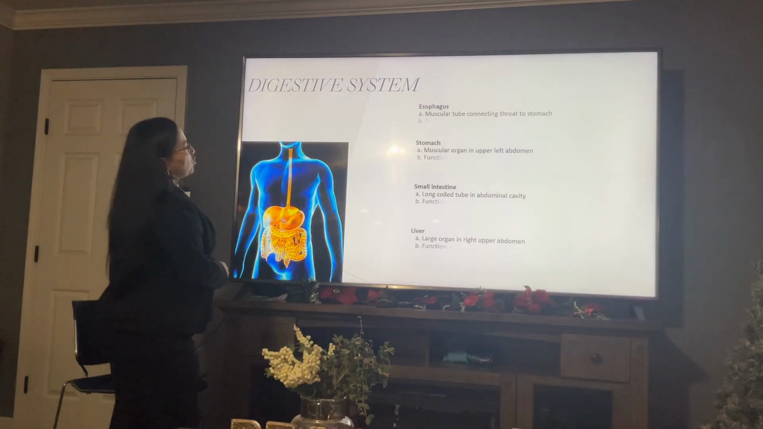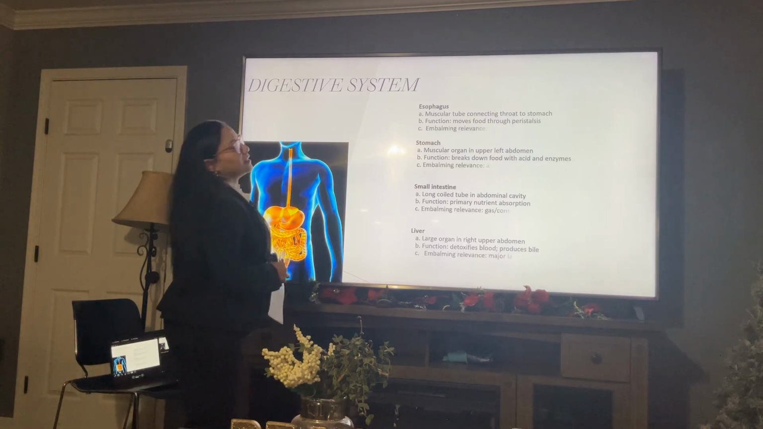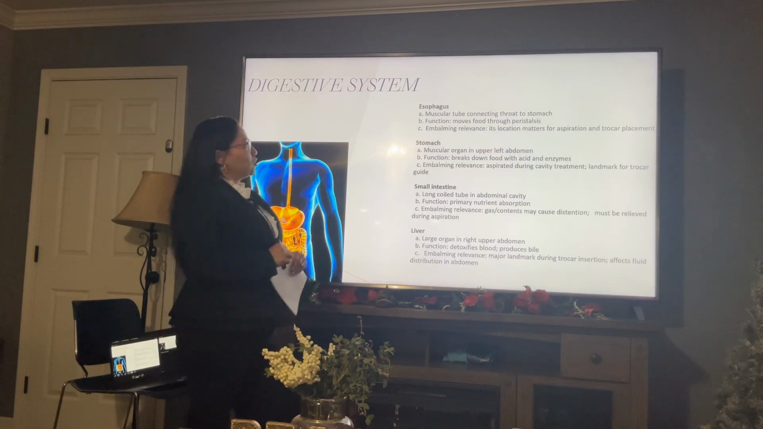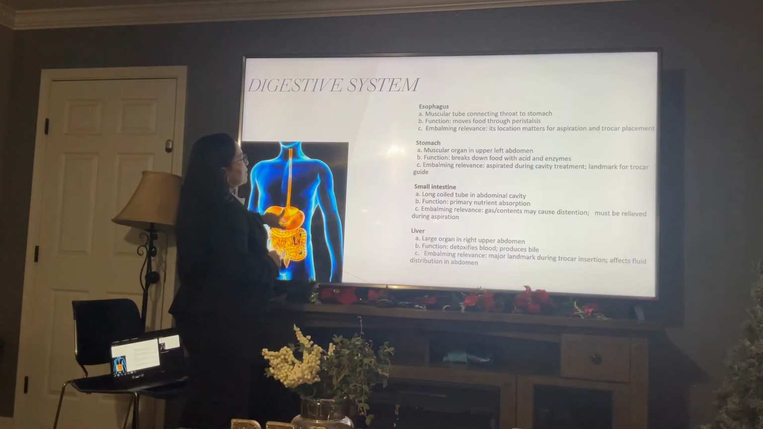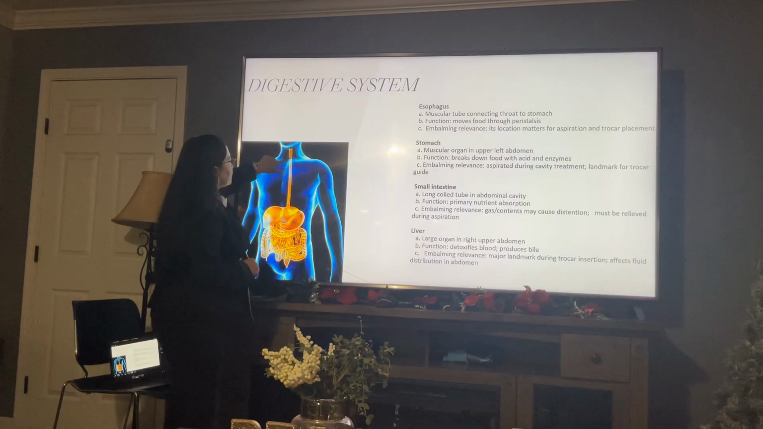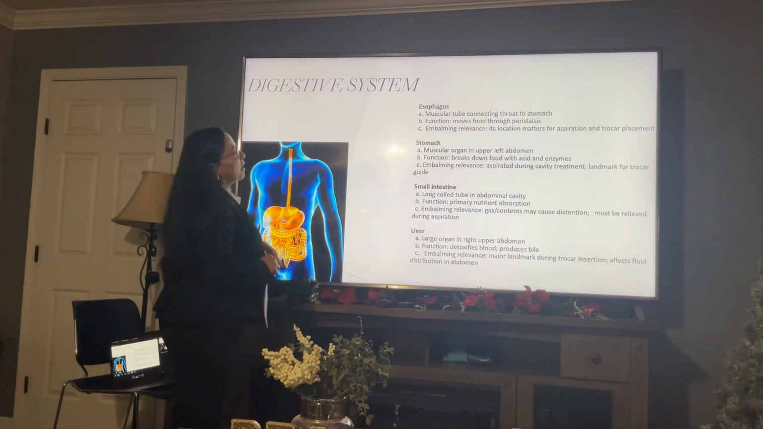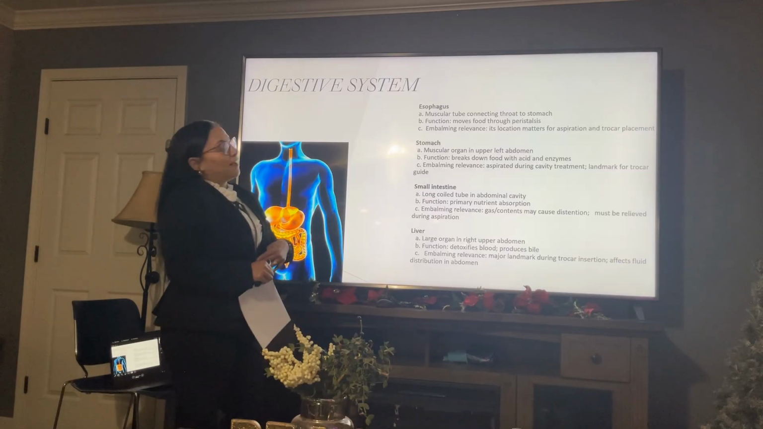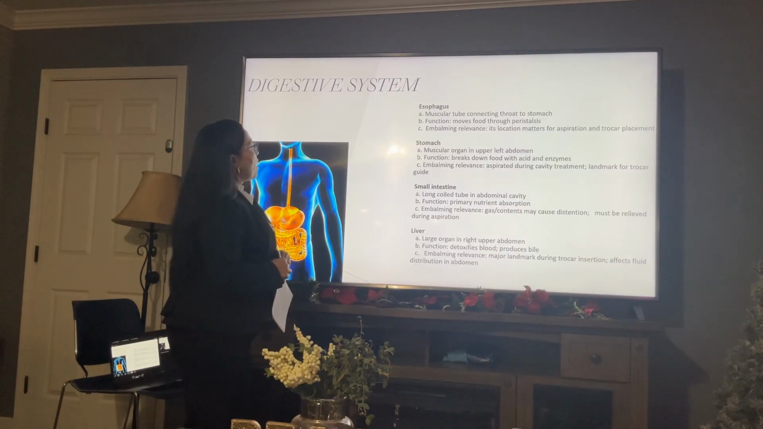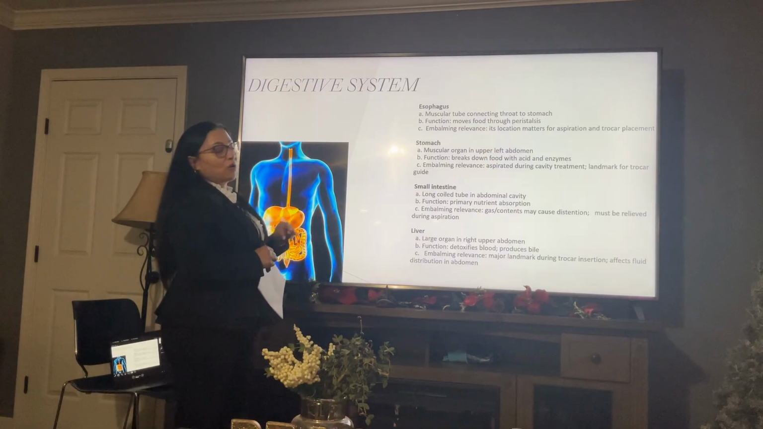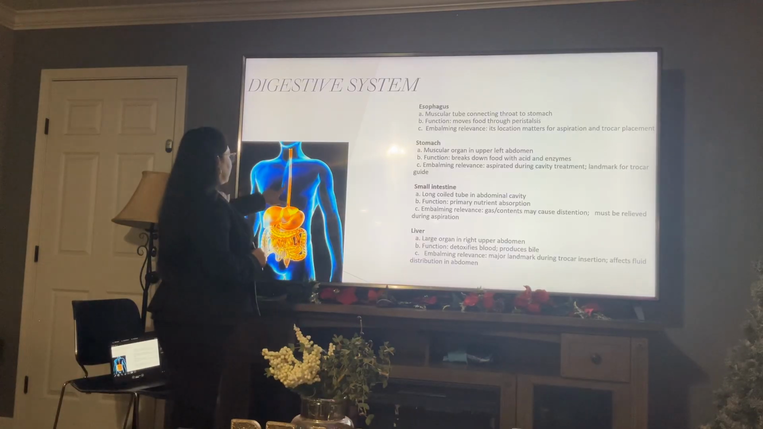The next structure I will be talking about is from the digestive system, and the structure I chose is the esophagus. It's a muscular tube connecting the throat to the stomach. The function is it moves food through peristalsis. Embalming relevance is its location matters for aspiration and trocar placement.